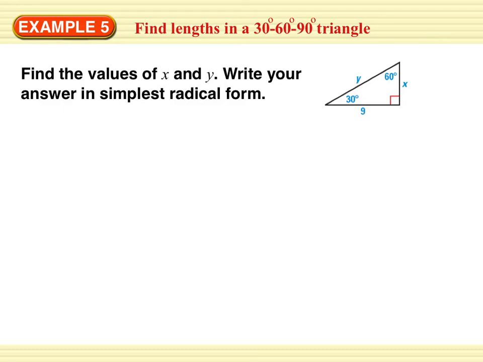Okay, example 5. Find the values of x and y. Write your answer in simplest radical form. First thing I'm going to do is draw my skeleton. You guys may laugh, but I do this on every problem. Hypotenuse is 2t, short leg is t, long leg is t square roots of 3.